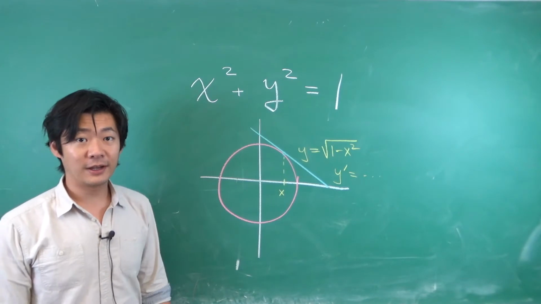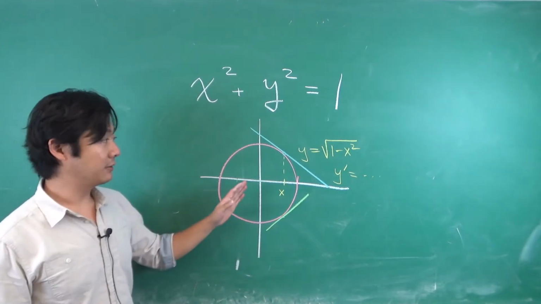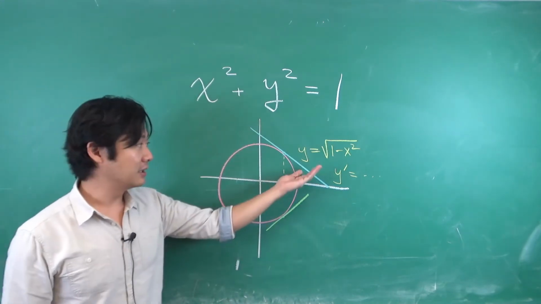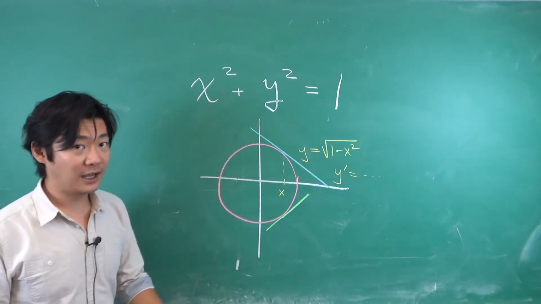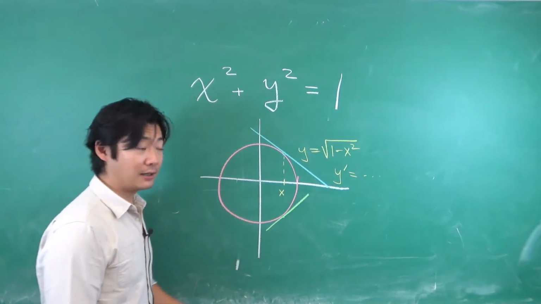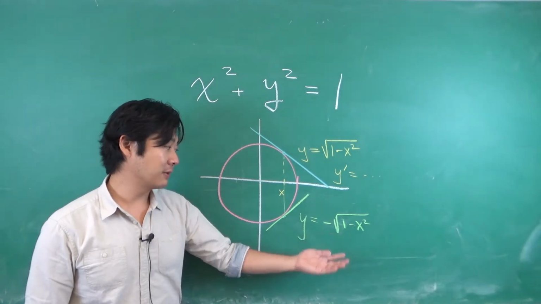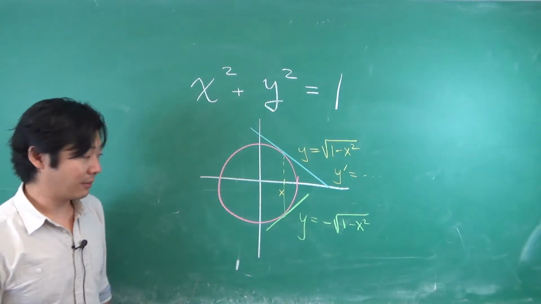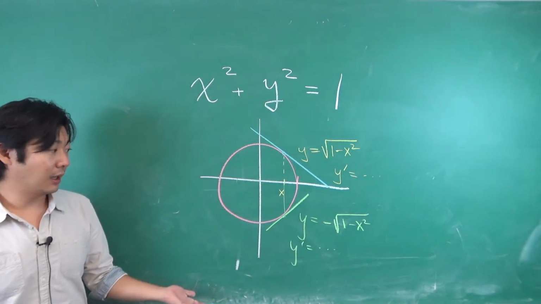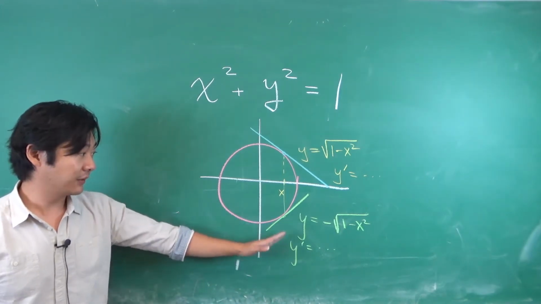But what if we want to find the slope of the tangent line down here? If we solve for y like this, it seems like we'll just get this, but we're forgetting that when we take the square root, we'll get minus. So actually on this side, we'll use this function, y equals minus square root of 1 minus x squared. And then we can take y prime, find the derivative, and plug it in, find the slope, and form the equation of the tangent line from there.